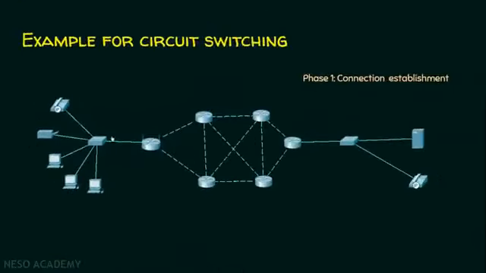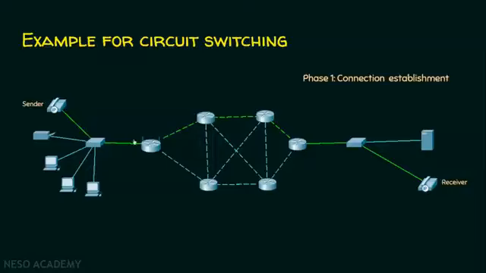In this example, let's say there is a big network. Phase number 1 is dealing with connection establishment. Suppose he is the sender and he is the receiver, so phase number 1 is establishing the connection. This green line represents the connection that is established between the sender and the receiver. Suppose the sender has a message to transmit. Before the message gets transferred, we see here that the connection is already established. And after the connection is established, the data transfer happens. So this is what circuit switching is.